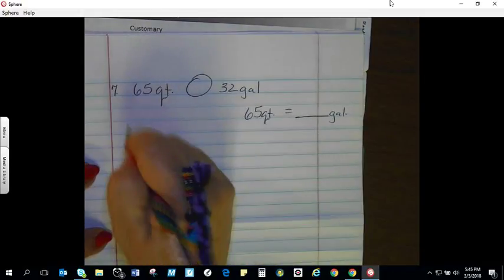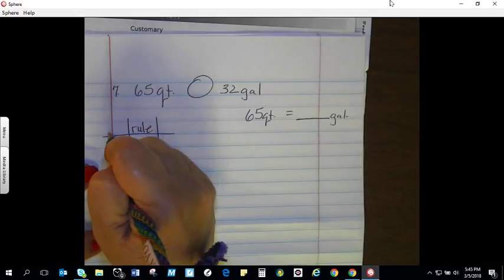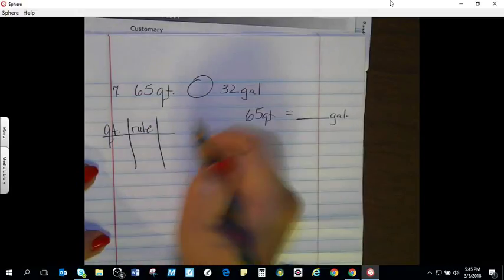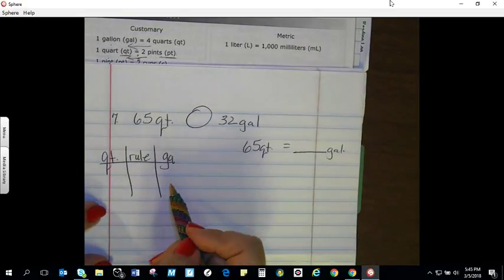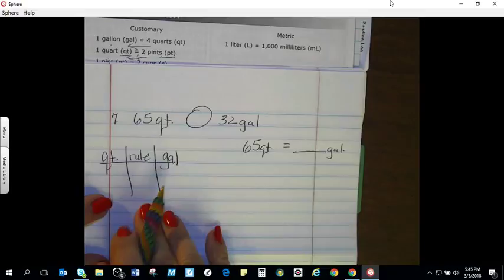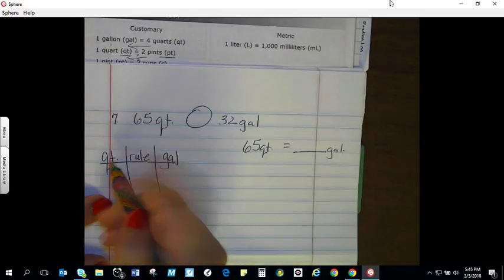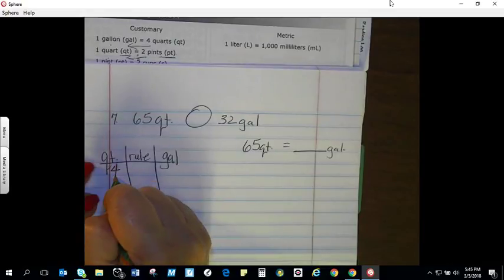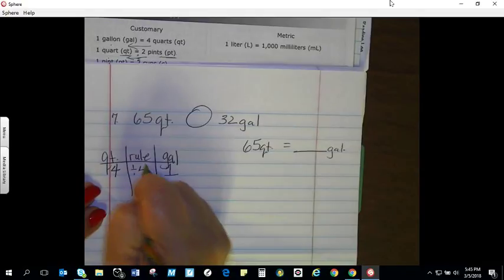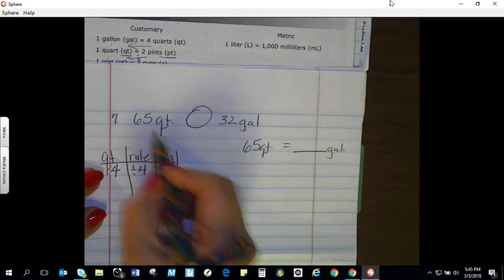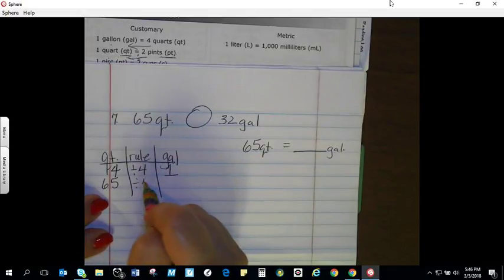All right, again, I'm going to do my rule. If I do my rule every single time, it's a win-win. I don't have to struggle. I don't have to think about it. I'm going to be using my chart, and I have my table to just plug in the numbers. So I'm going from quarts to gallons. I know that for every 4 quarts, there's 1 gallon. So I have to divide that into itself to get the 1 gallon. I'm given 65 quarts divided by 4.